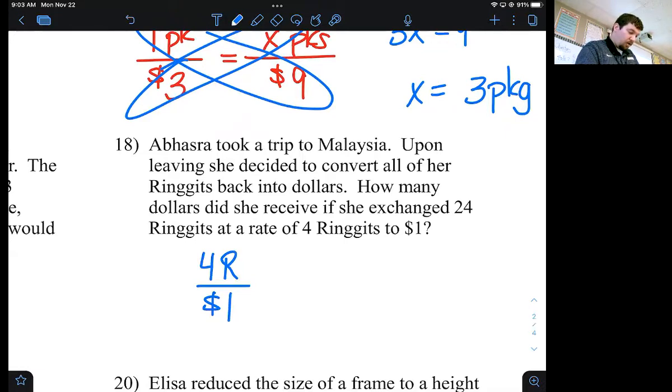Basically that means a ringgit is the same as a quarter then, right? Okay, so where do I put 24 ringgits in my other ratio? On the top with the other ringgits. And where's my X go? X dollars goes on bottom. Cross multiply, and you can solve that. I'll let you do it.